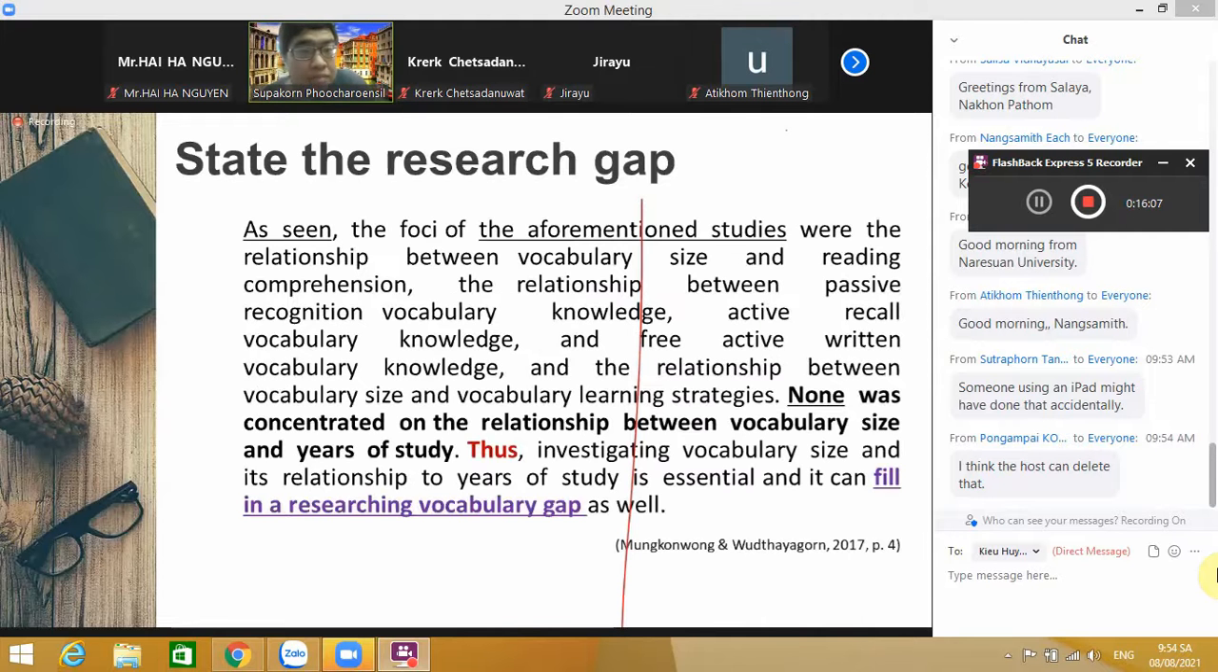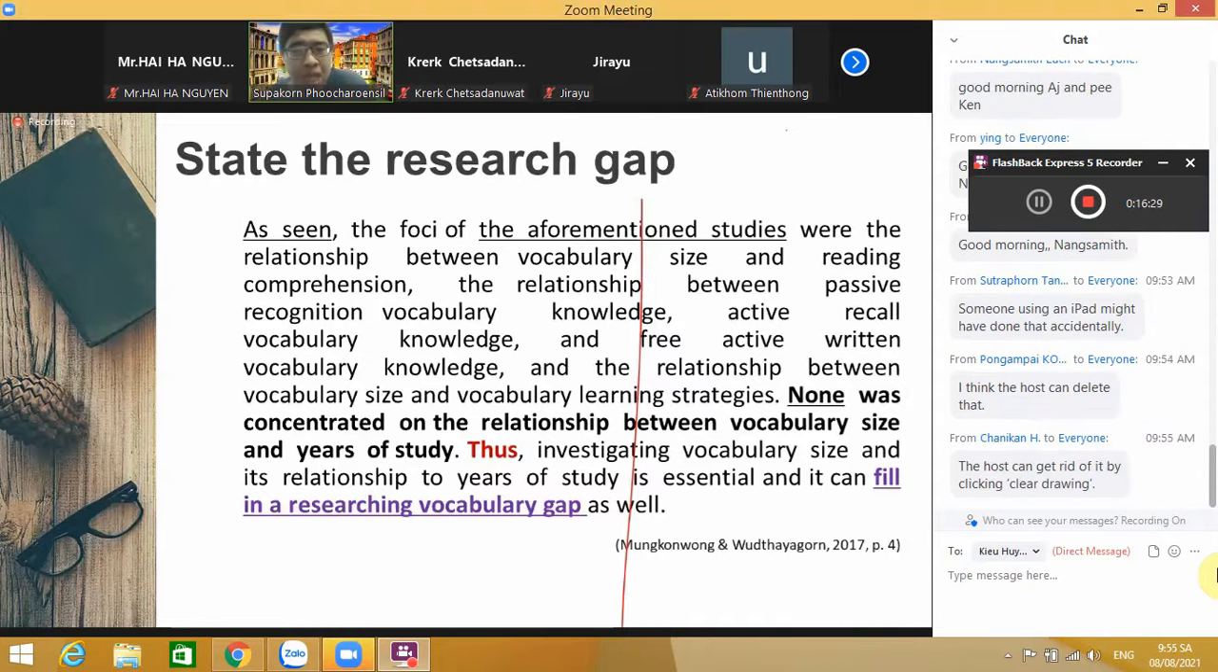Okay, I will show you how a research gap is stated. This is by Ajahn Jirada and her PhD student, published in Learn Journal in 2007, right? This is a good study, so this paragraph is very effective, right? You can see that, as seen, the foci, meaning focuses, of the aforementioned studies were the relationship between vocabulary size and reading comprehension, relationship between blah, blah, blah. So this is to show that your literature review is thorough enough, right?